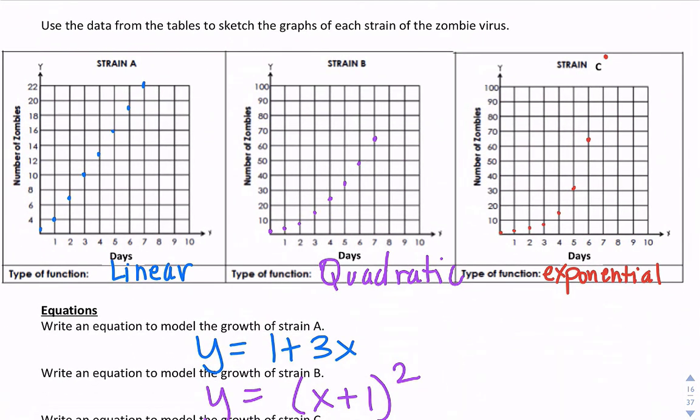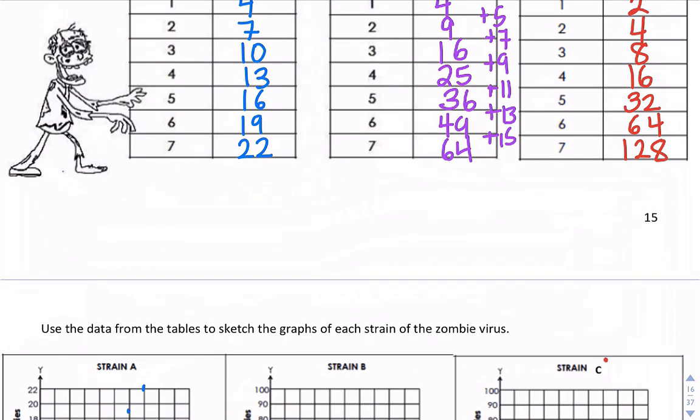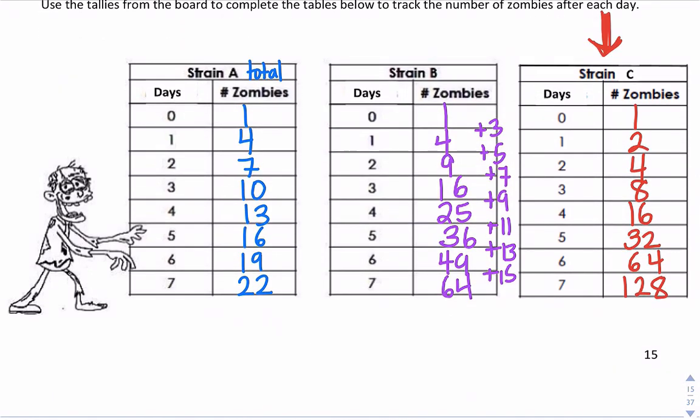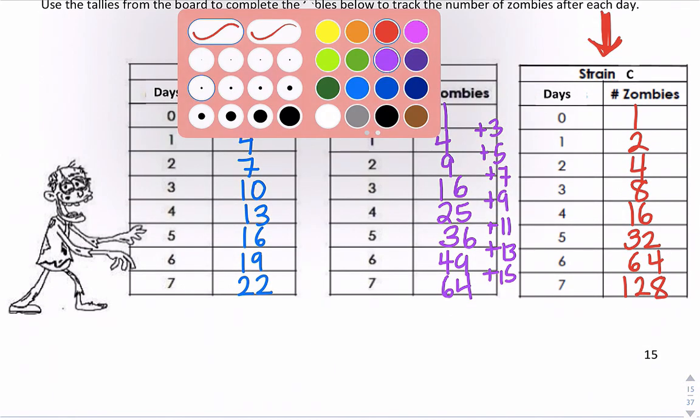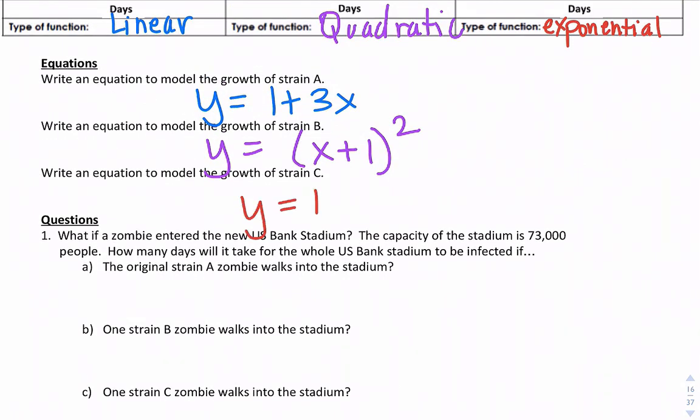So there's our equation. And then for strain C, it's exponential. So we need a starting value and the growth factor. So the starting value is 1, and it's doubling every day. So we have y equals 1 times 2 to the x. And we've been using parentheses, so stick that in parentheses as well.